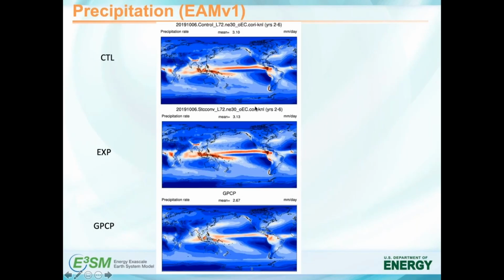So the control run shows, this is a precipitation distribution of the last 5 years, for the control run, and the middle is the experiment with the stochastic parameterization, and the bottom is from GPCP. And the major characteristics of the precipitation distribution remain the same. You can see the ITCZ and then the ITCZ of the Indian Ocean, etc.